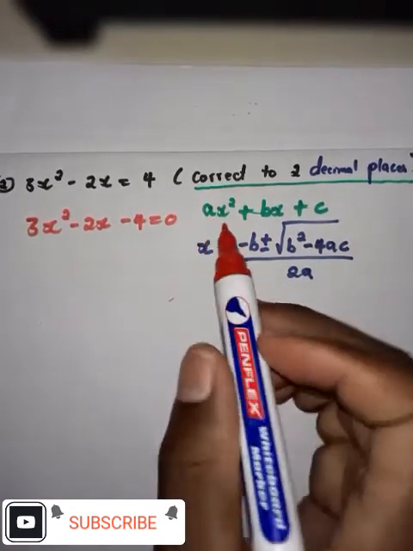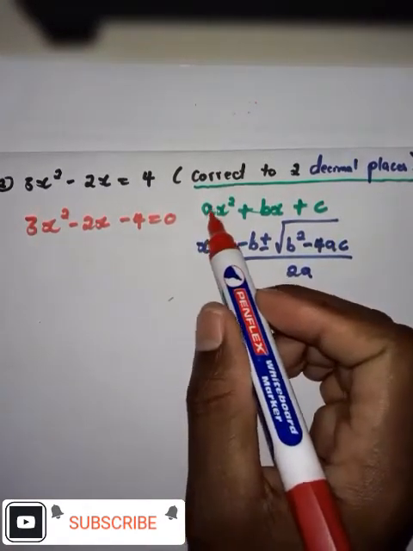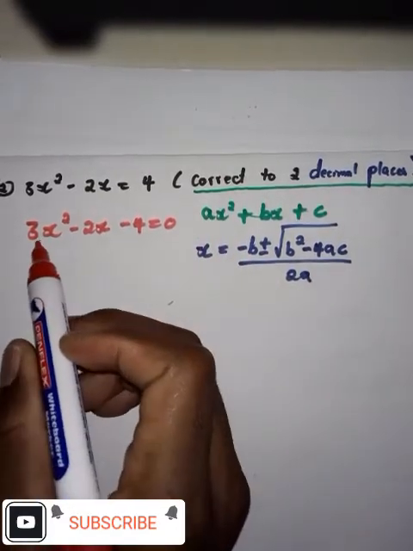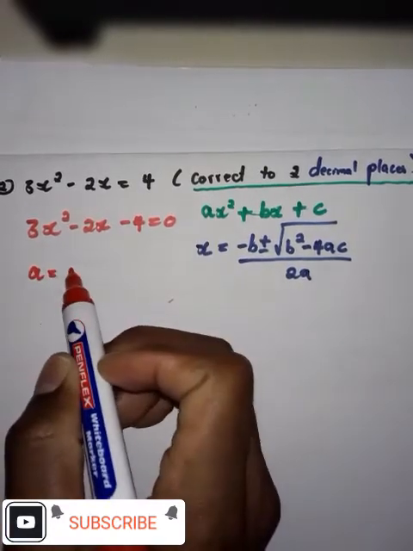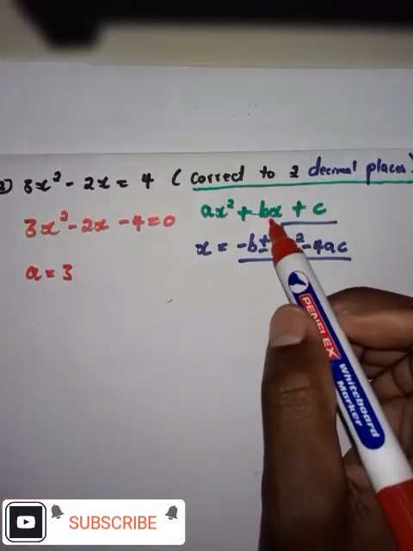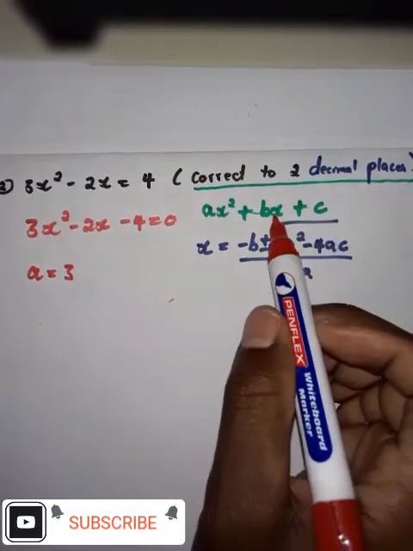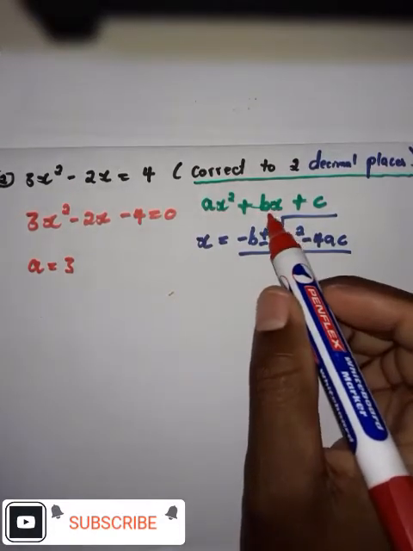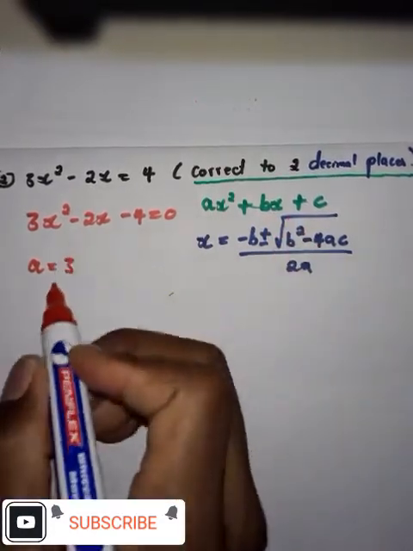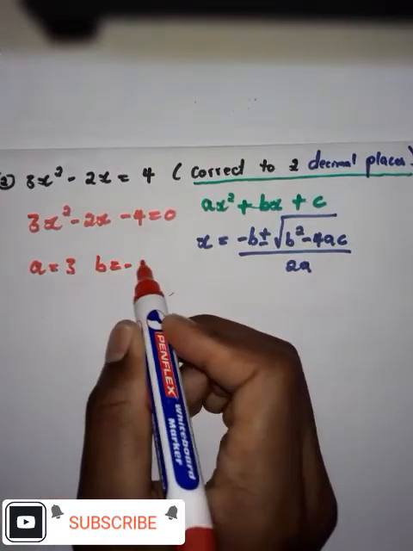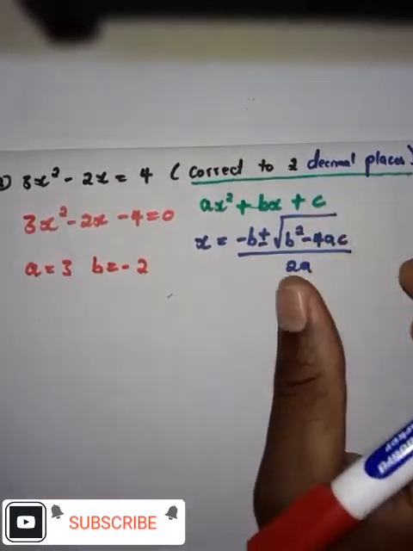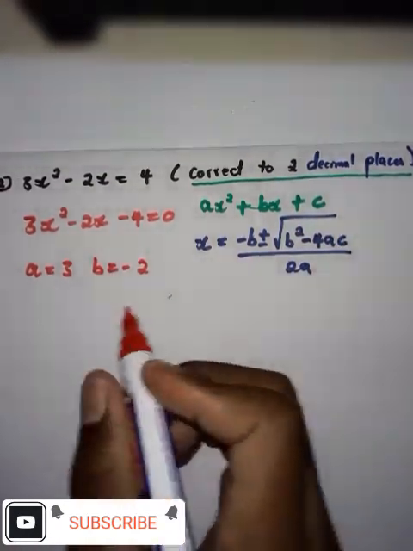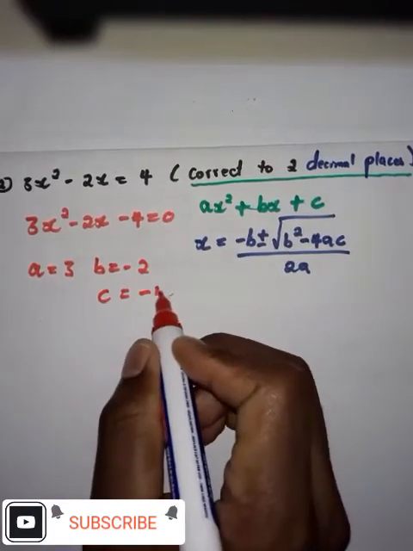Okay, so let's see. The constant that's multiplied by x squared is called a. So let's check here. We have a 3x squared. So what's a? A is going to be 3. The constant that's multiplied by x is b. So here we have a b. Our b is going to be minus 2. The constant that doesn't have any variable x is c. So c is going to be minus 4, right?